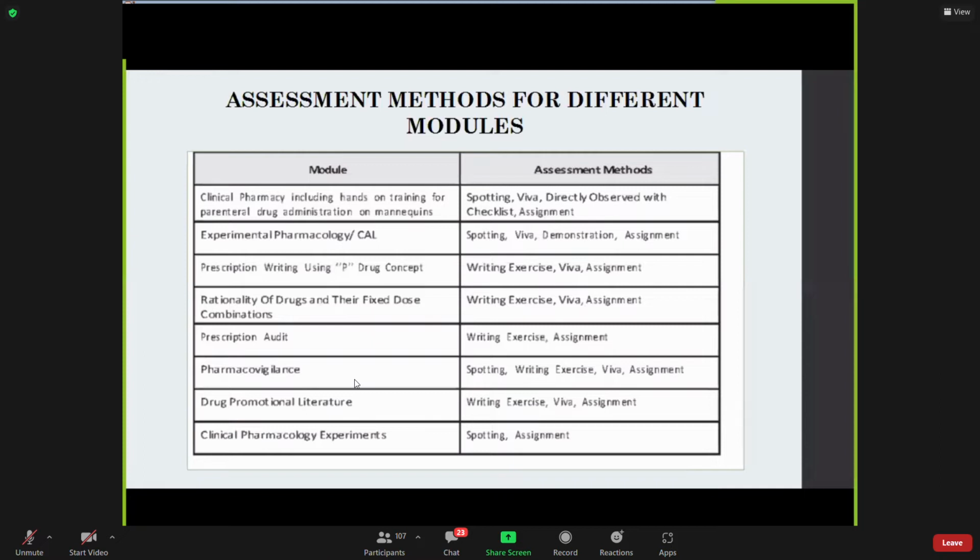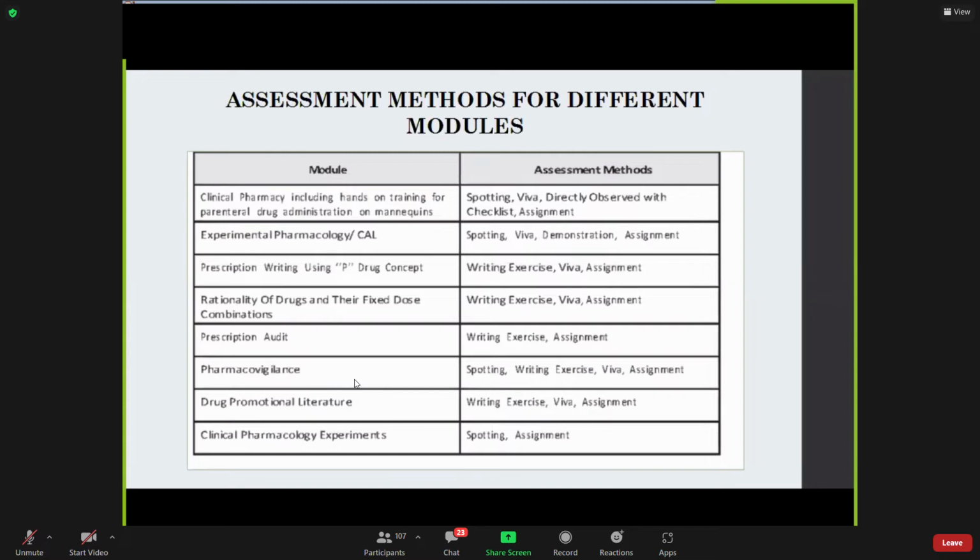Fixed dose combinations. Fixed dose combinations meaning two or more than two drugs which are prescribed in a single formulation. And there are other terminologies of fixed dose combinations which will be made to learn later on. Those also will be assessed.